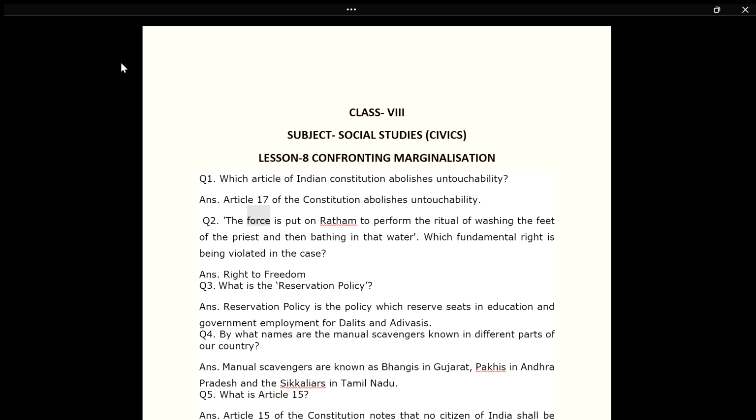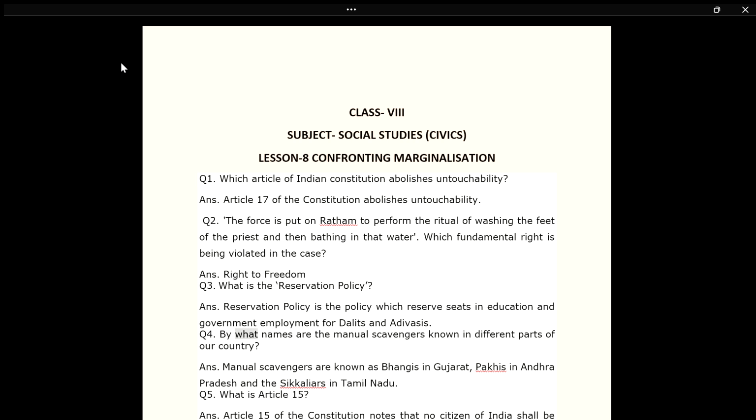Q2. The force is put on Ratham to perform the ritual of washing the feet of the priest and then bathing in that water. Which fundamental right is being violated in this case? Ans. Right to freedom. Q3. What is the reservation policy? Ans. Reservation policy is the policy which reserves seats in education and government employment for Dalit and Adivasis.